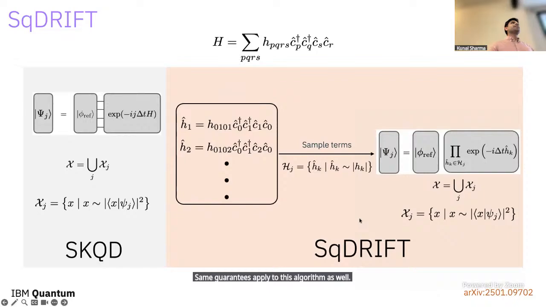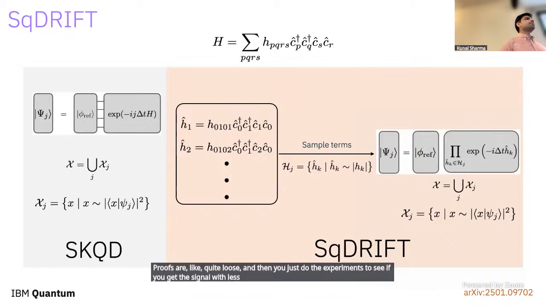But again, the issue is that when you try to put in numbers there, the depth will be quite a lot, not 100 depth circuits. But this is how proofs usually go, right? Proofs are quite loose, and then you just do the experiments to see if you get the signal with less depth circuits.